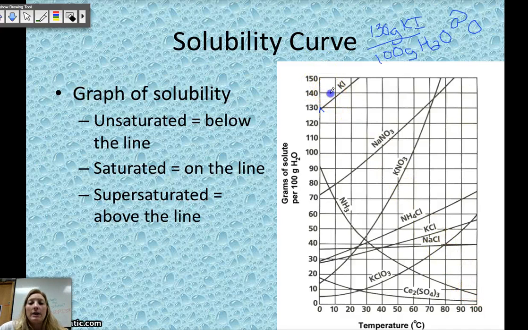Now above this line is where we can't fit any more. This would be supersaturated. So if we somehow got 150 grams to fit into 100 grams of water at 0 degrees, it would be a supersaturated solution. If we have 130 grams in our water at 0 degrees Celsius, this is a saturated solution. Anything below that would be an unsaturated solution. That means we can still fit more in.